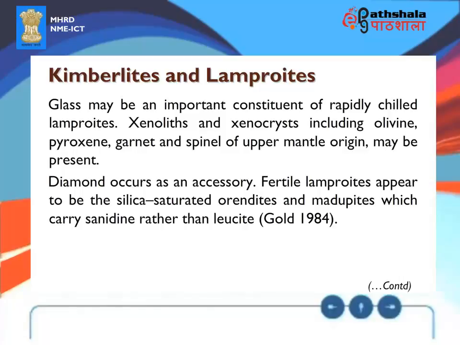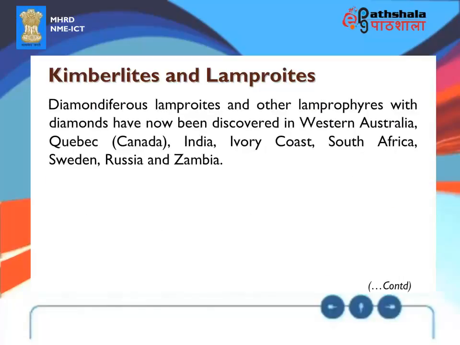Xenoliths and xenocrysts including olivine, pyroxene, garnet, and spinel of upper mantle origin may be present. Diamond occurs as an accessory. Fertile lamproites appear to be the silica-saturated olivine lamproites and madupites which carry sanidine rather than leucite. Gold, 1984. Diamondiferous lamproites and other lamprophyres with diamonds have now been discovered in Western Australia, Quebec, Canada, India, Ivory Coast, South Africa, Sweden, Russia, and Zambia.